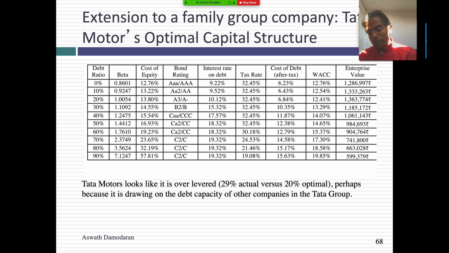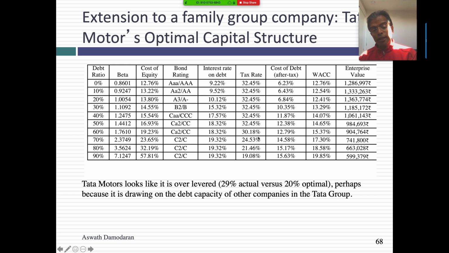Let's start with Tata Motors, right? So I computed the optimal debt ratio for Tata Motors with the same approach. As my debt ratio goes up, I compute the levered beta. The levered beta goes up, my cost of equity goes up. At each debt ratio, I also compute the interest coverage ratio and rating. So you see my ratings go from AAA down to single C and the interest rate on my debt. My tax rate stays at 32.45% till I get to 50% debt, but then my interest expense gets too high relative to my operating income.